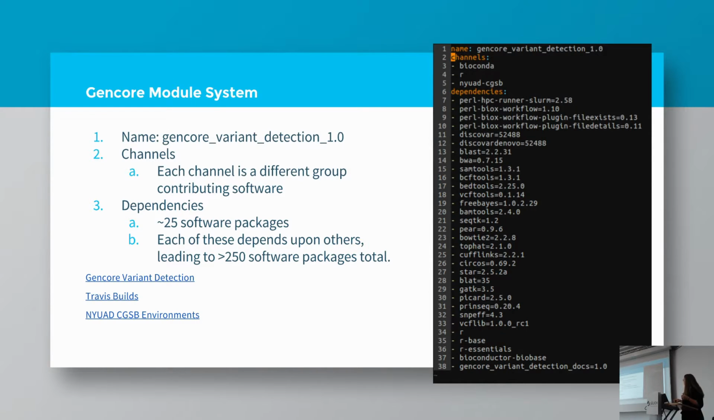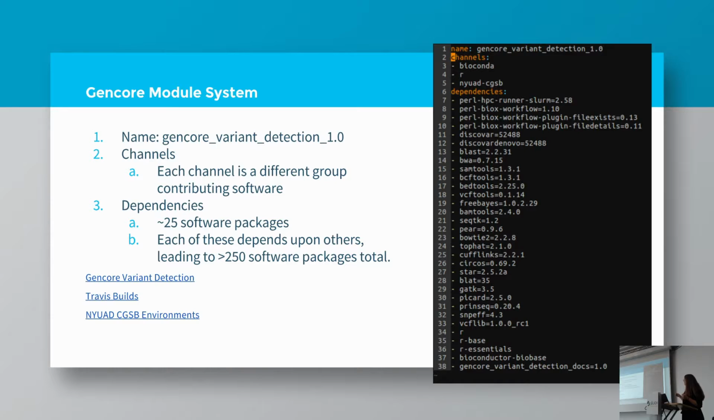Okay, so this is this here, can you guys see that? Because I know the black background is kind of horrible. It's just a list of software. This is from variant detection of the workflow that I showed earlier.